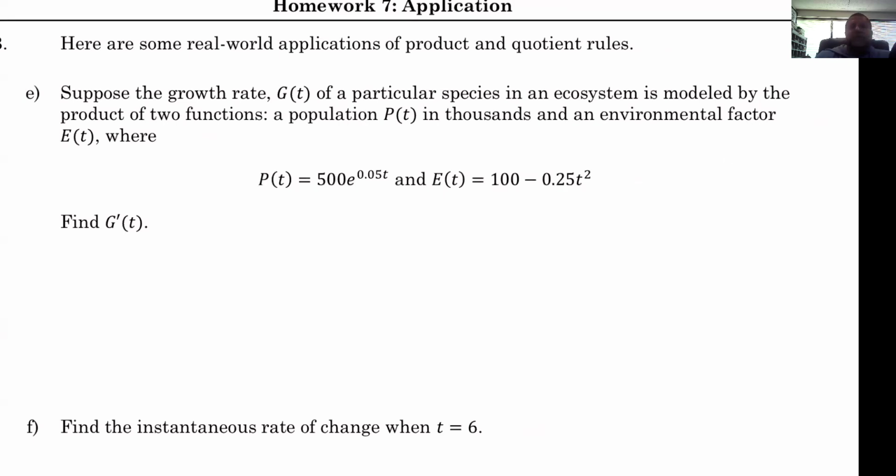All right, so this is also just an application of the product rule. Here we know the growth rate is modeled by the product of these two functions, the population and some environmental factor. In this environmental factor, we can see that as time increases, it's getting negative. So this is a negative environmental factor, and our population is growing, so we have some positive population. What's the rate of change of this positive population but with this negative environmental factor?